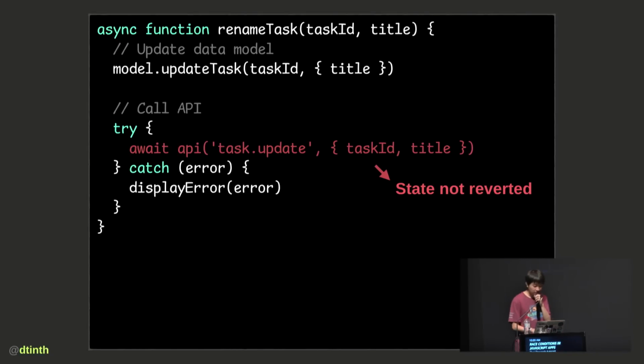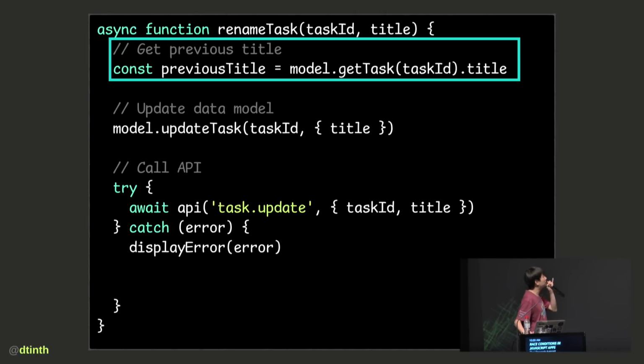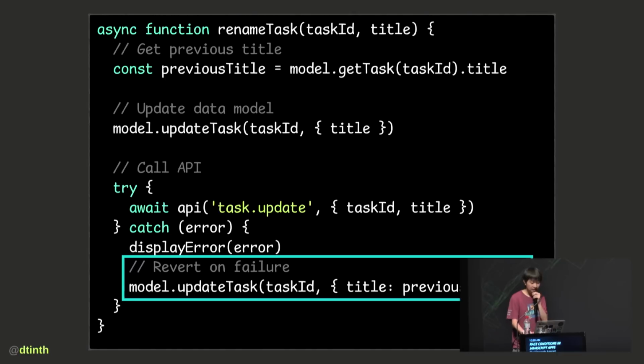Coming back to this code, recall the previous part where I said when the API call failed, we didn't revert the state, right? Maybe that's quite easy to fix, right? We just store the previous title here, and when there's an error, we just revert. And that would work. Or would it?